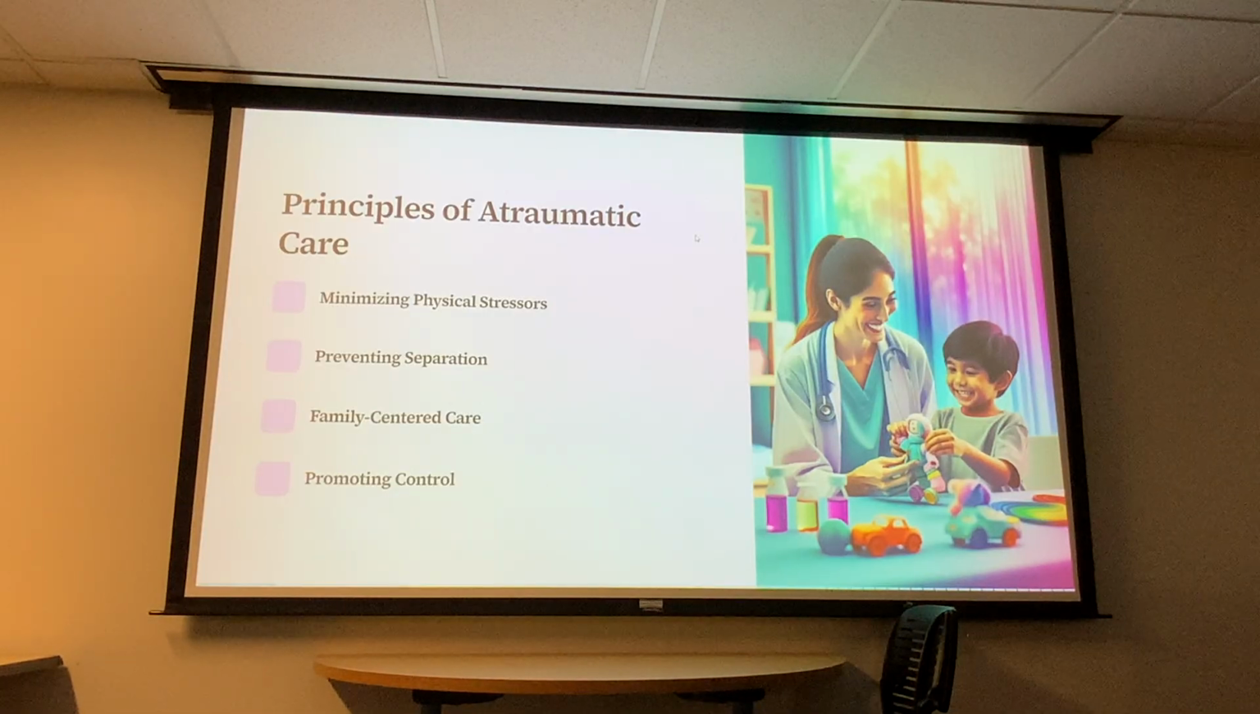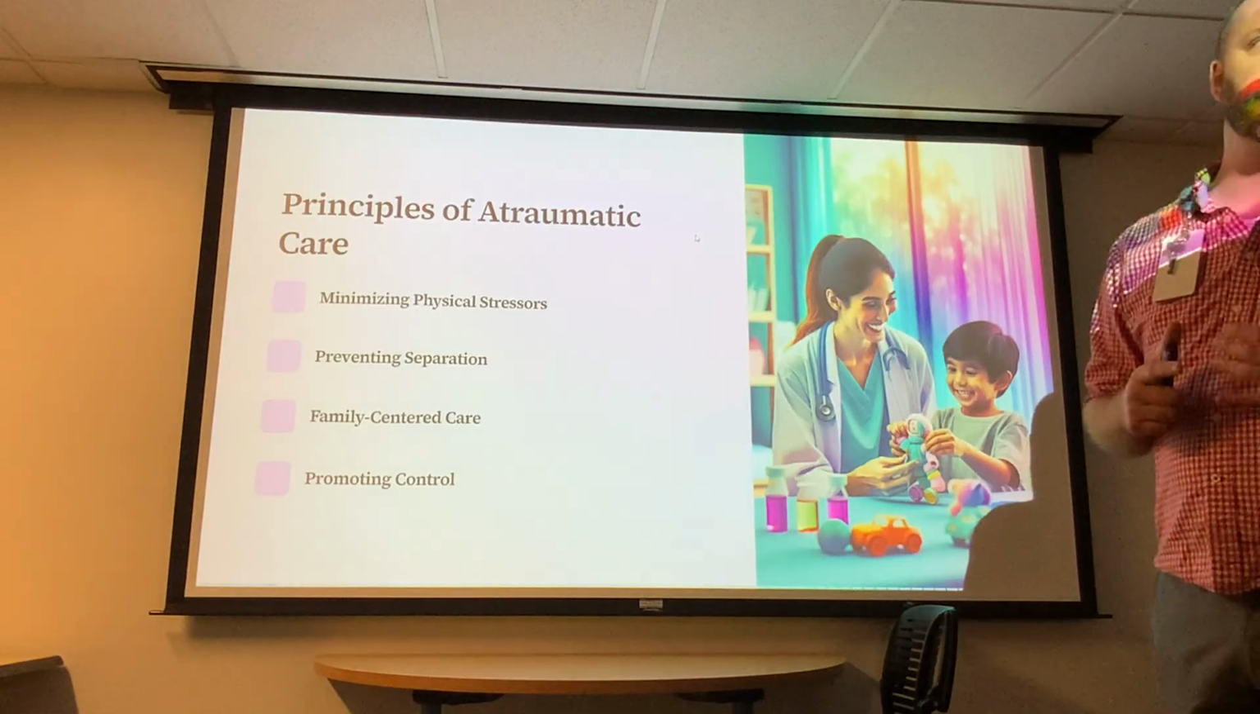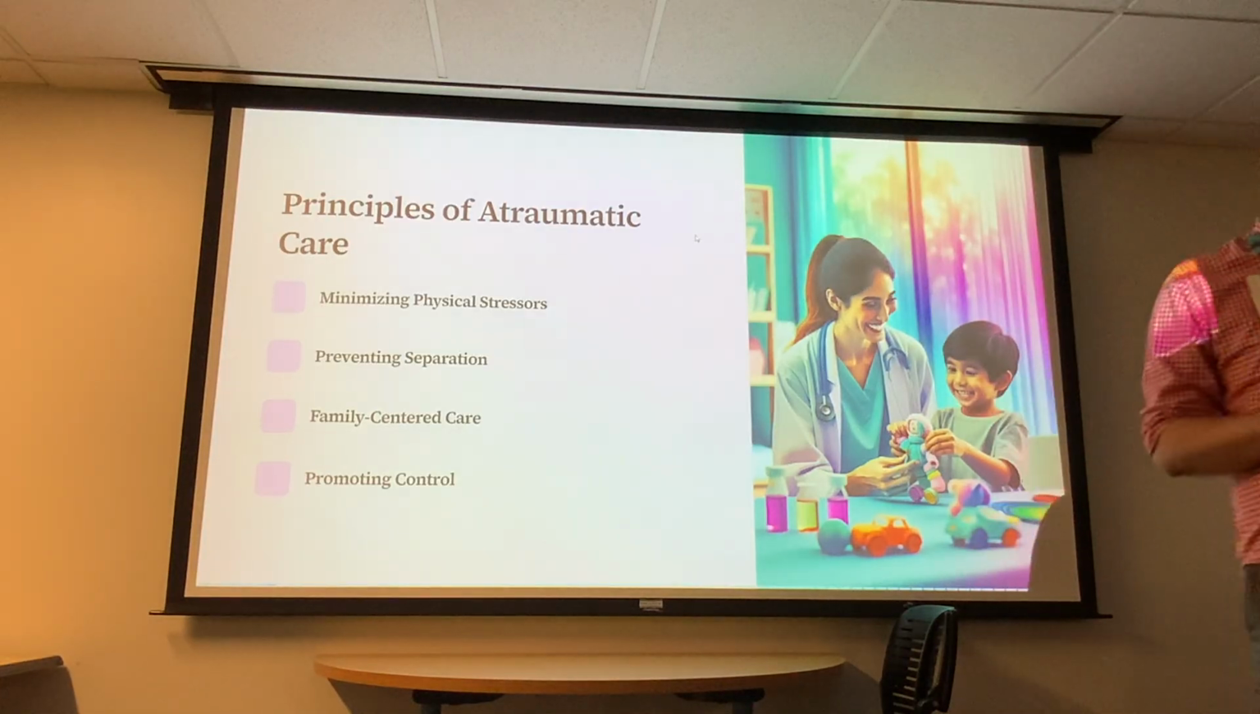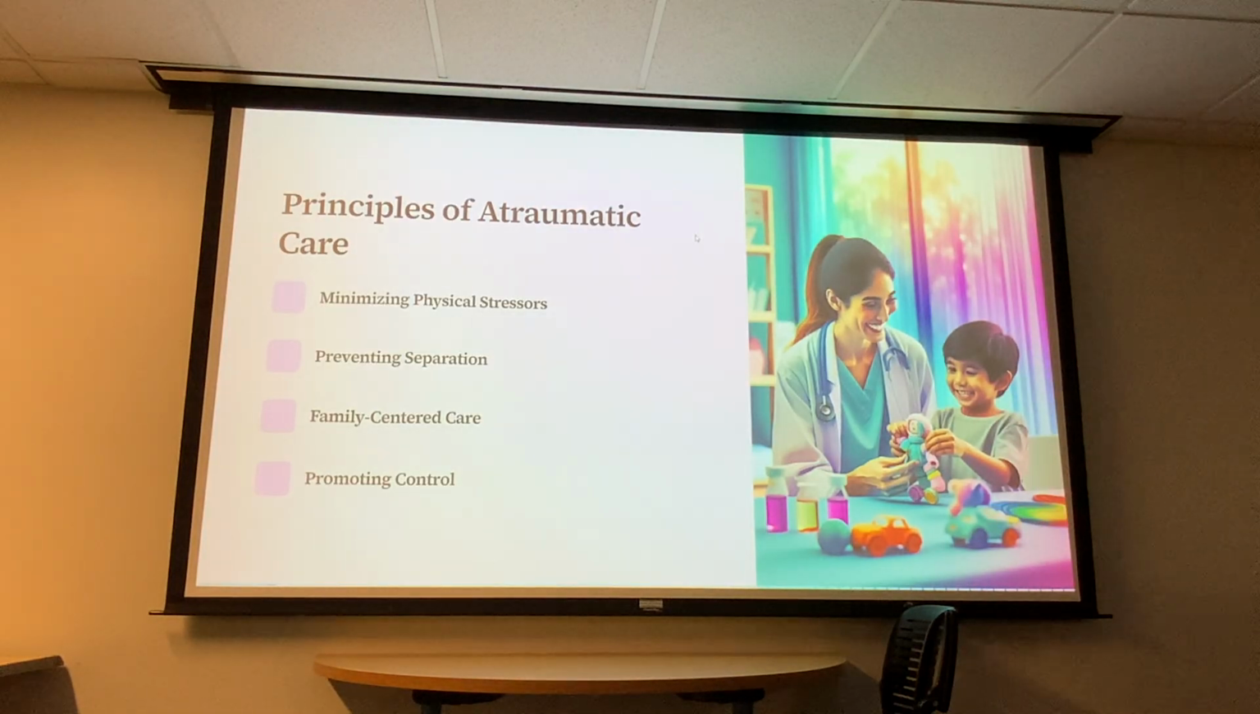holding them down, traumatizing them. They don't know what we're doing to them, right? Our younger kiddos, absolutely, they have no idea why there's 5 nurses holding them down trying to get an IV in, right? This is where child life comes in. They are a huge component of this atraumatic care, right? But the overall goal is to minimize that physical stress, prevent separation, right? We don't want to separate them from their parent if we can help it, right?